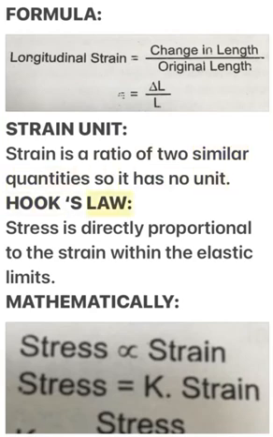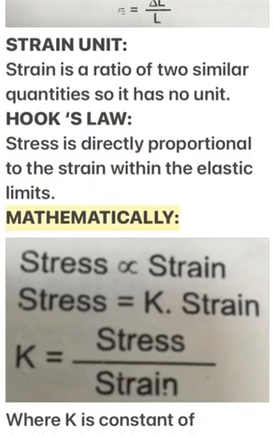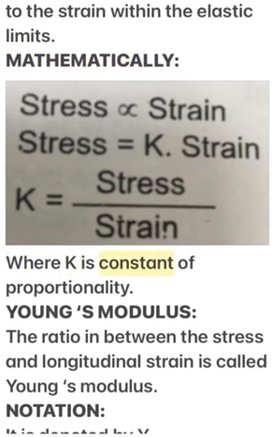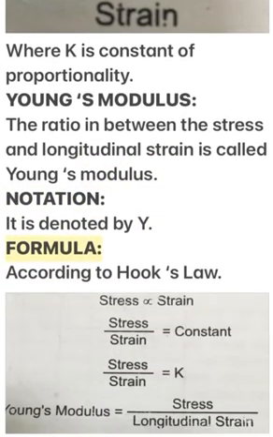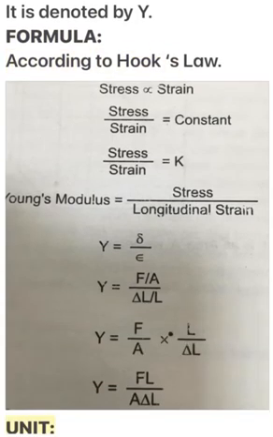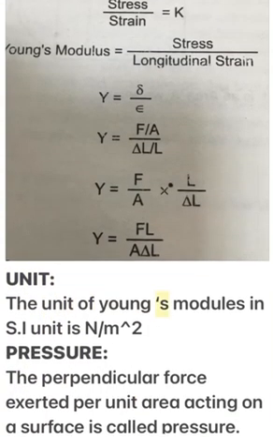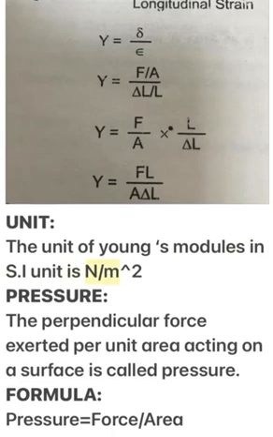Hooke's law. Stress is directly proportional to the strain within the elastic limits. Mathematically, stress equals K times strain, where K is the constant of proportionality. Young's modulus. The ratio between the stress and longitudinal strain is called Young's modulus. Notation: it is denoted by Y. Formula. According to Hooke's law. Unit: the unit of Young's modulus in SI is N/m².